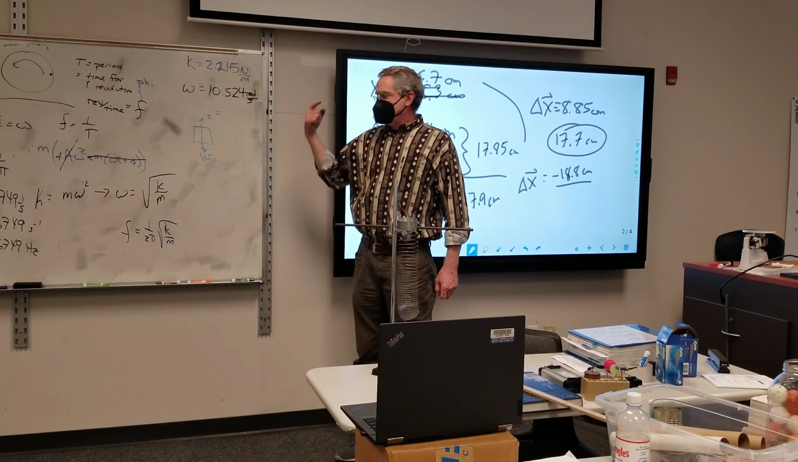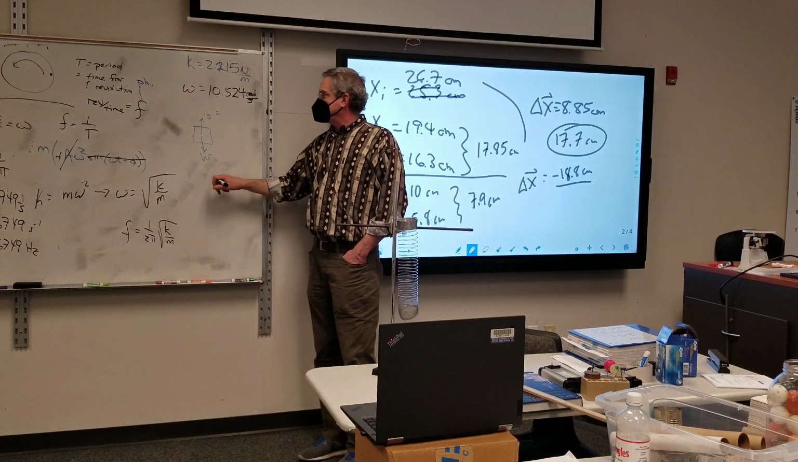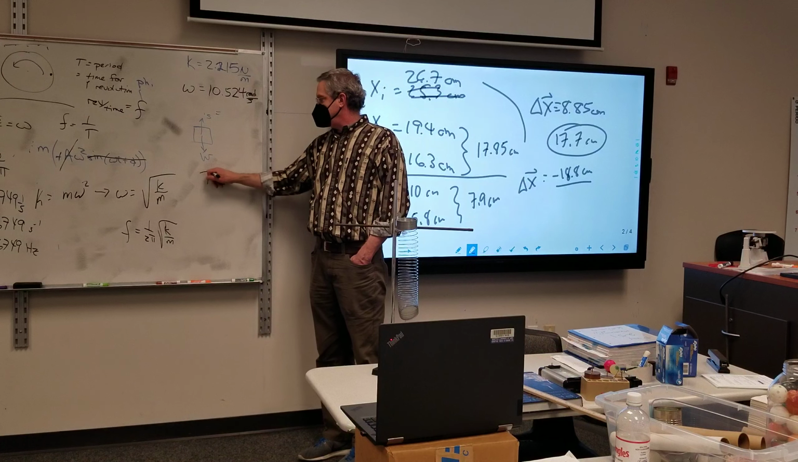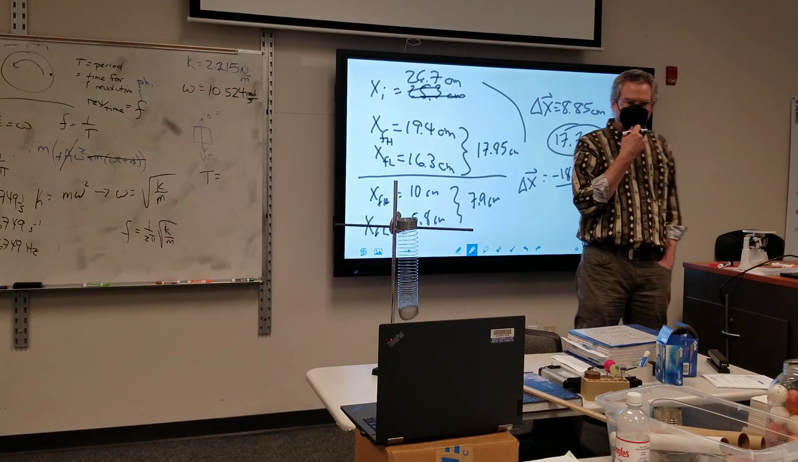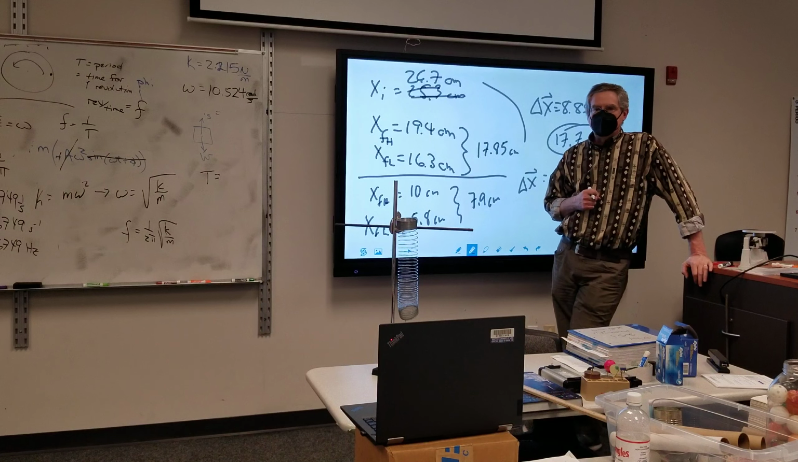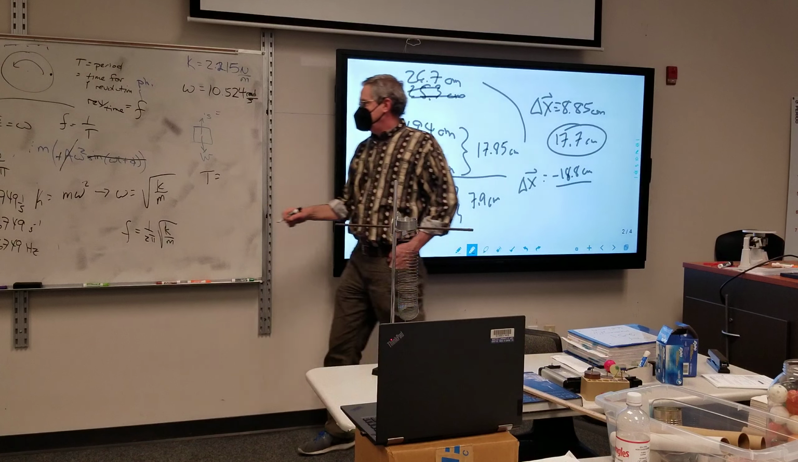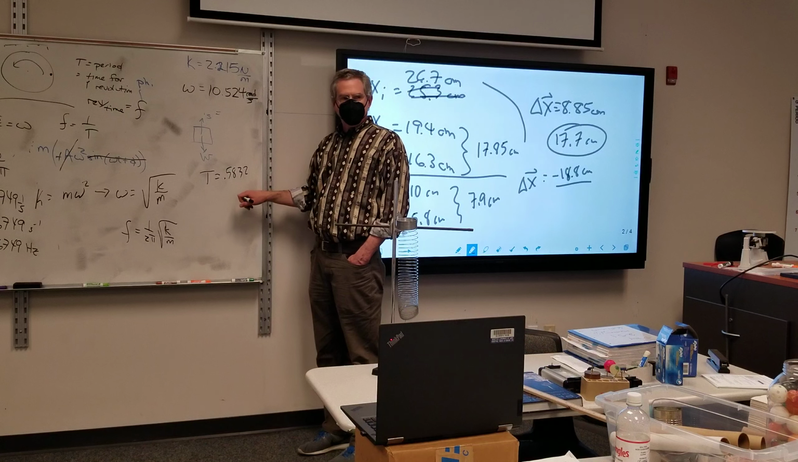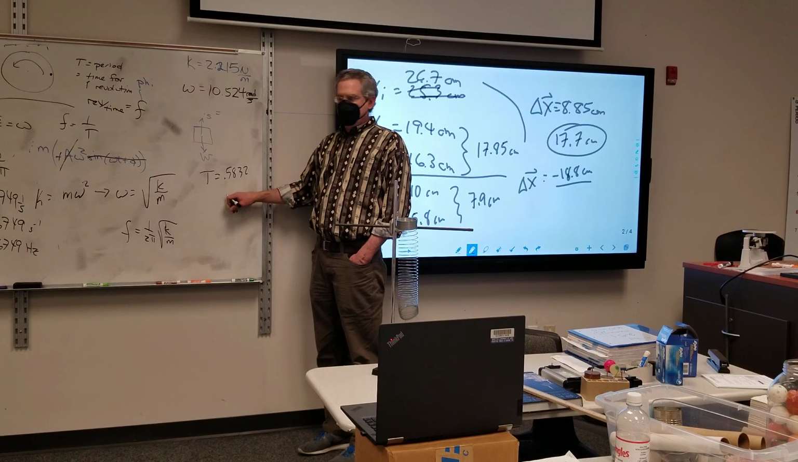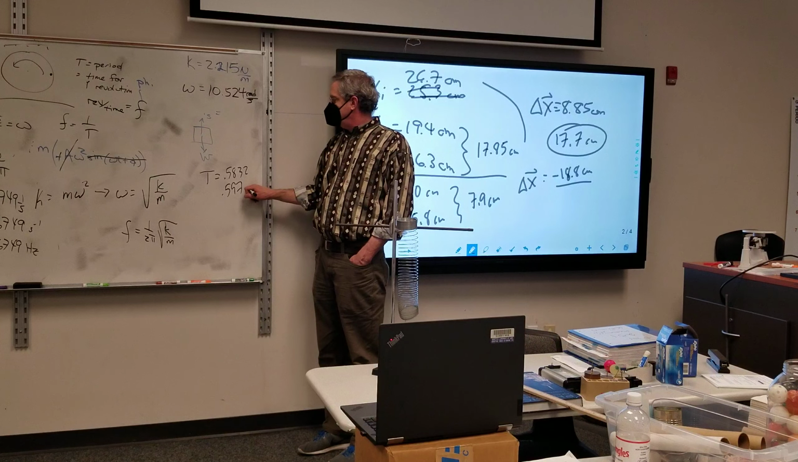Now I know the frequency, I should be able to figure out the period, because the period is just the reciprocal of that. So what is the period of our situation here? Okay, so 1 over 1.6749 is 0.597 seconds.